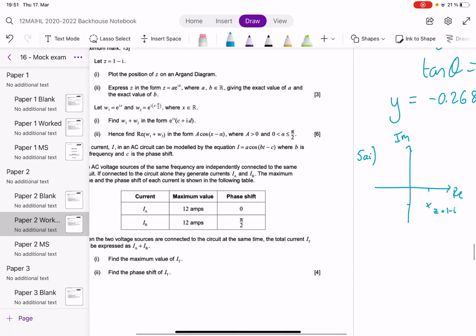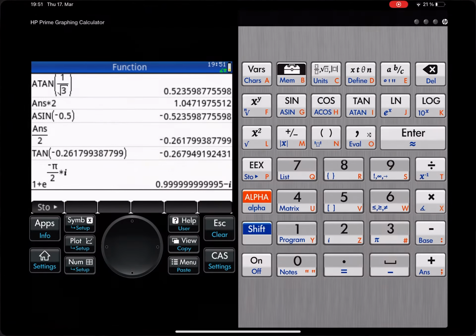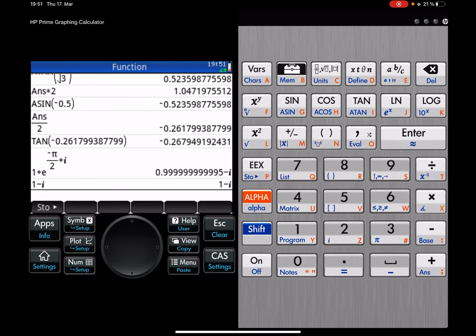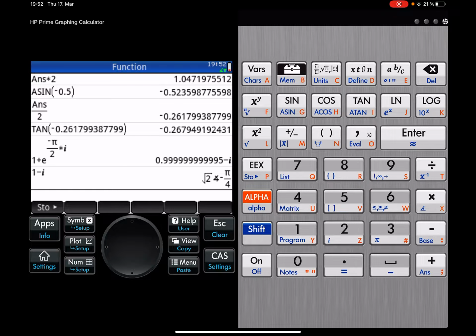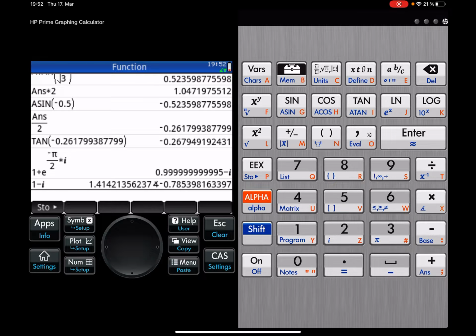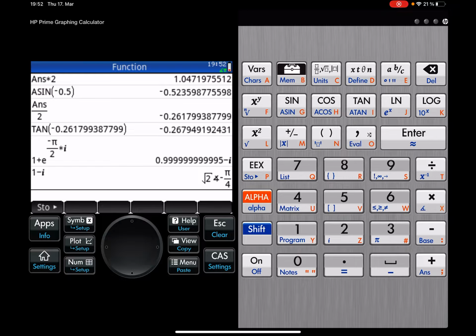Then it says express Z in the form A e to the iB, where A and B are exact values. Now, one thing that we can do is 1 minus i on our calculator, and then we do shift and the multiplication symbol. However, those are not exact values. You can try the fraction button. It might do this for you. I know some of you are having issues with getting exact values on your calculator, but the fraction button is your best chance of it just working out nicely. And so here we can see the modulus is root 2, the argument is negative pi by 4.